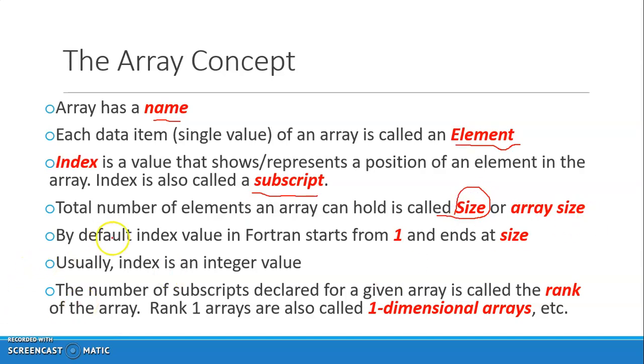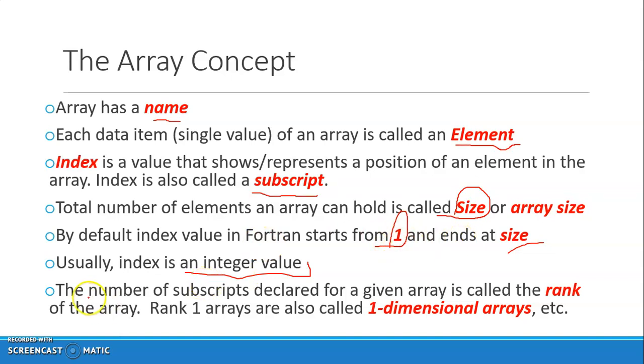The total number of elements, if your array is storing 10 elements, that 10 is called the size, or what we call the array size. In Fortran, the default value for indices is actually 1, and it ends at the size. So if you have 10 numbers declared as an array, the positions to access their elements would be 1, 2, 3 up to 10. Of course, you can sometimes modify the default starting point and ending point, as we are going to see later.